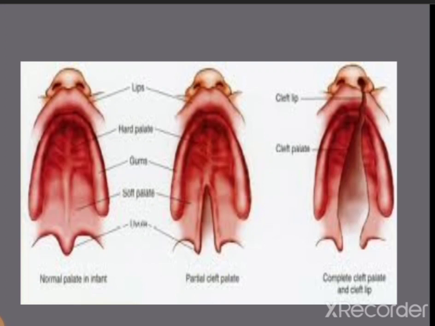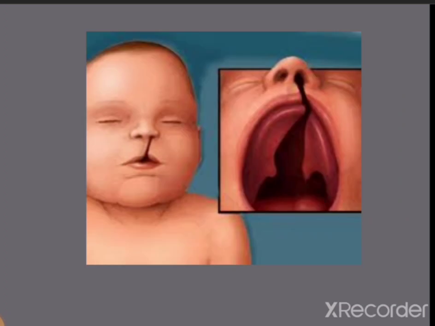So it is an embryological applied, that is present at the time of birth. The two palatine processes fail to fuse with each other in the midline, and this is causing a cleft palate. This is again the cleft palate along with the cleft lip. So the maxillary processes at the time of embryonic development fail to fuse with each other, and it will result into cleft palate as well as cleft lip.